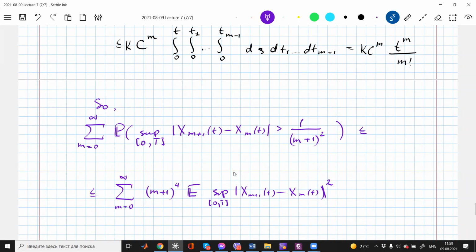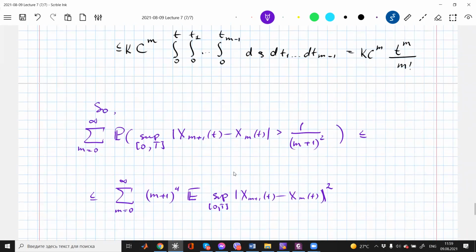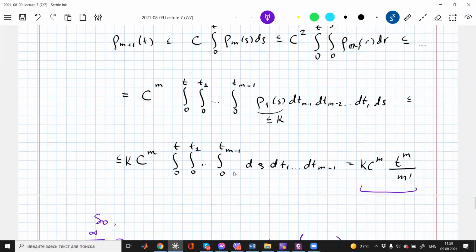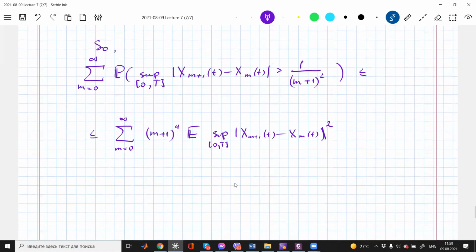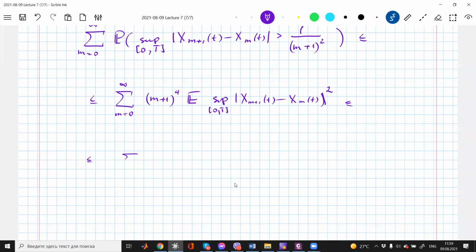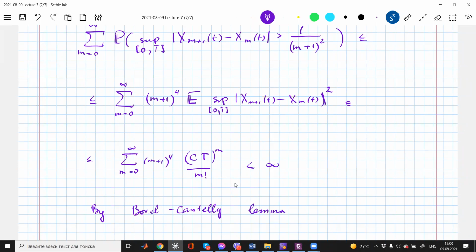and we already estimated this by this one. Yes, so I'm sorry. I use this upper bound, and I have a convergent series. As you see, here some constant c t to the power m divided by m squared, and this is less than infinity. So as you recognize, when we write such a sum of a series of probabilities, we want to use the Borel-Cantelli lemma. So by the Borel-Cantelli lemma, we have convergence.